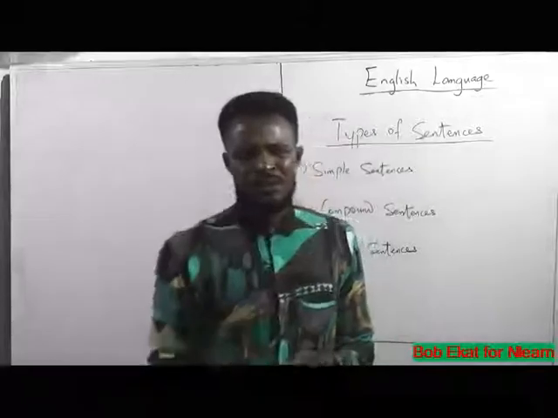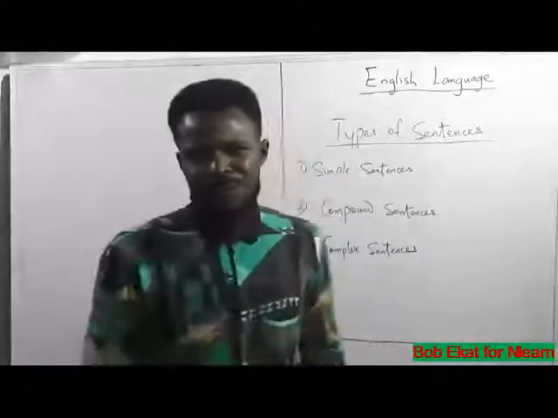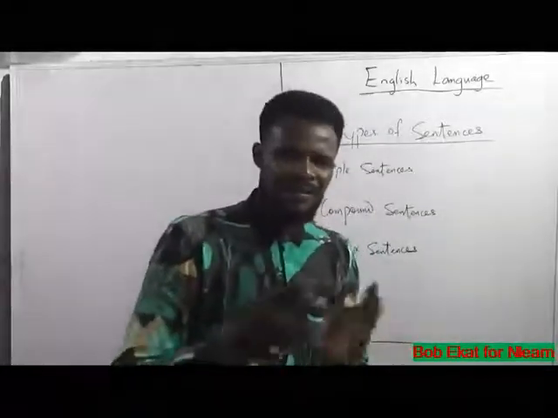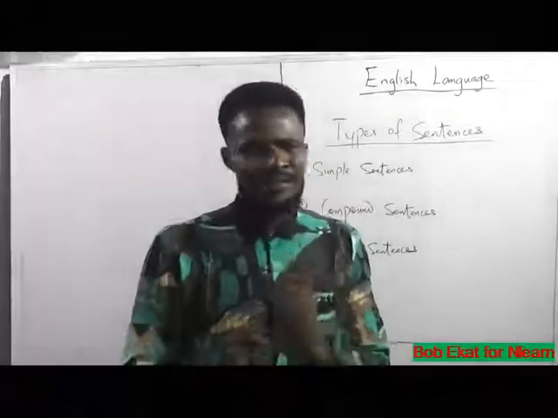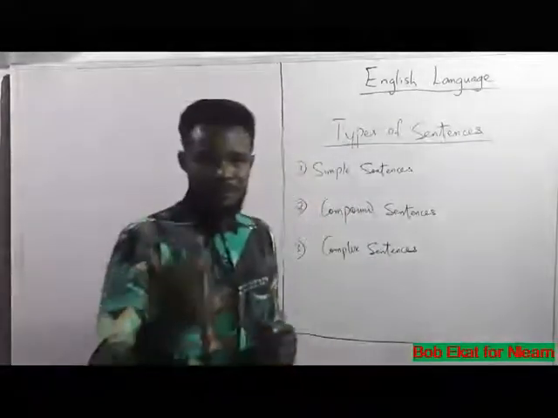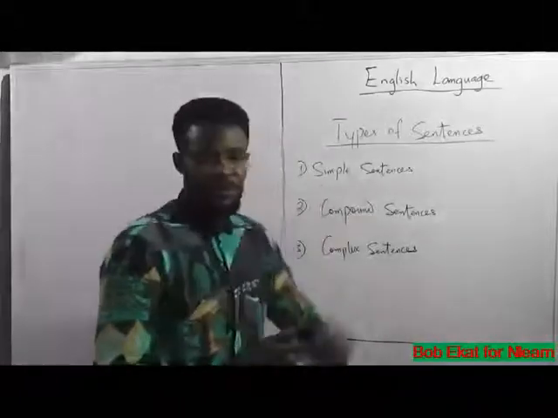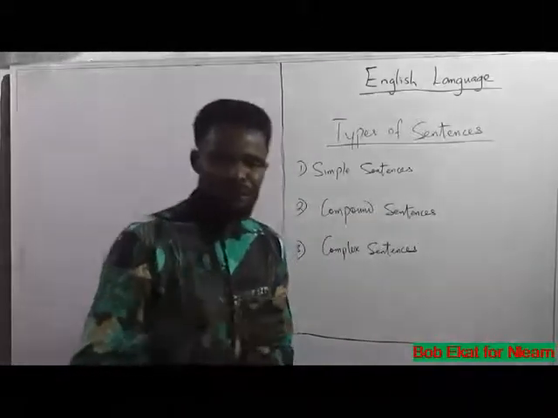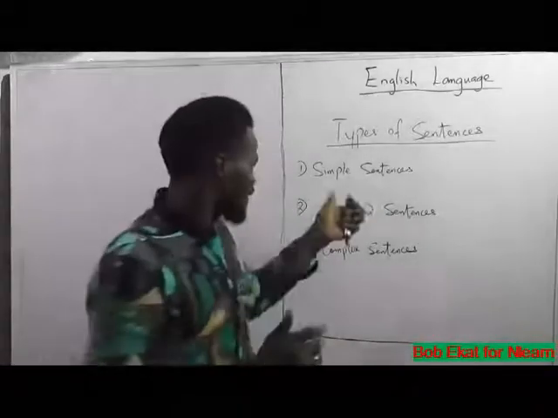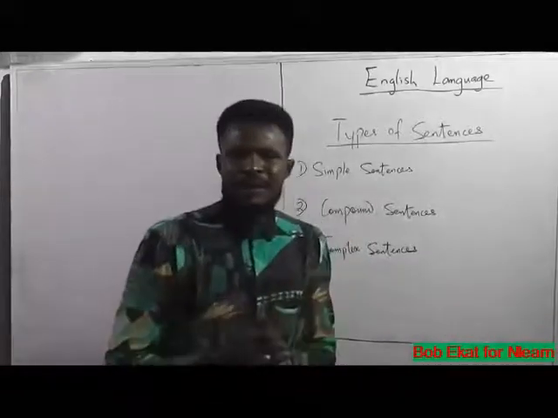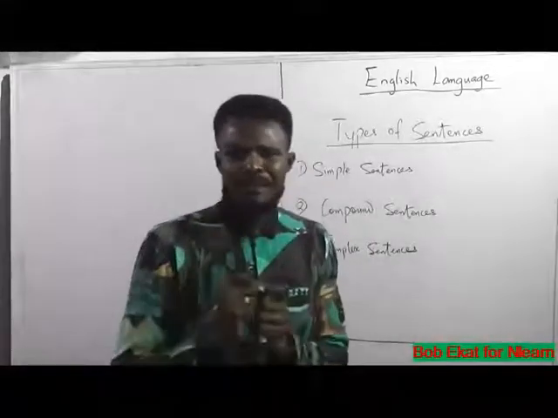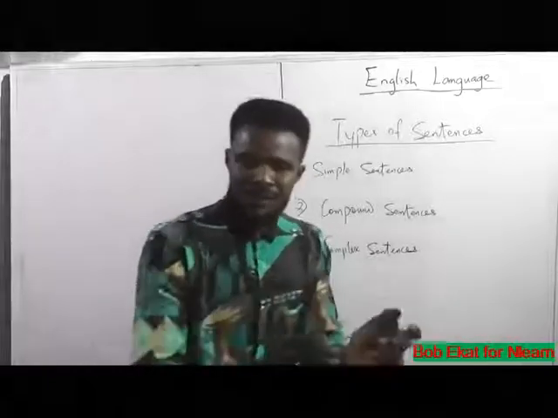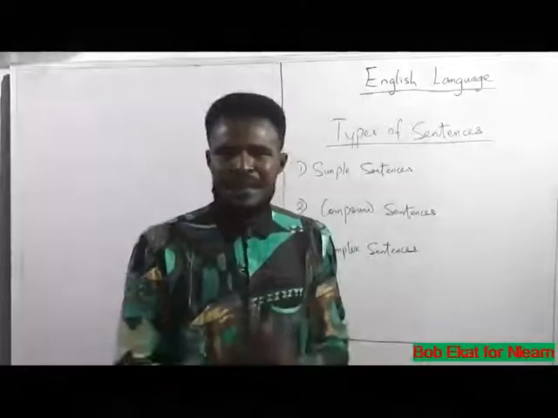Now we shall look at types of sentences. There are various types of sentences. The first we shall consider right now is simple sentences. This kind of sentence is said to be one that has one subject and one verb. It has a subject and a verb. Or simply put, it has subject and it has verb.